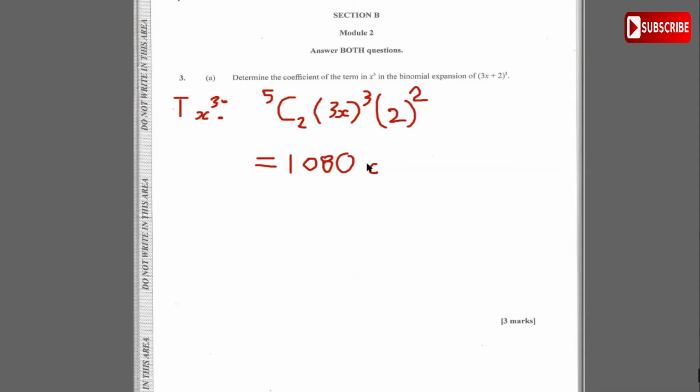But the question asks you for the coefficient, and so you can't just leave it at that. You need to tell them that the coefficient of the x cubed term is 1080.